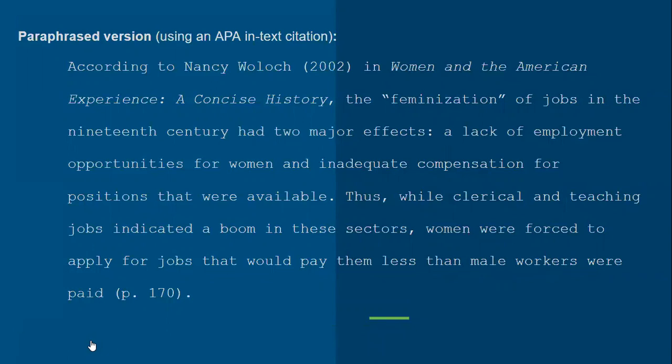So your paraphrased version might look something like this. According to Nancy Wollock in Women in the American Experience, A Concise History, the feminization of jobs in the 19th century had two major effects: a lack of employment opportunities for women and inadequate compensation for positions that were available. Thus, while clerical and teaching jobs indicated a boom in these sectors, women were forced to apply for jobs that would pay them less than male workers were paid, right?